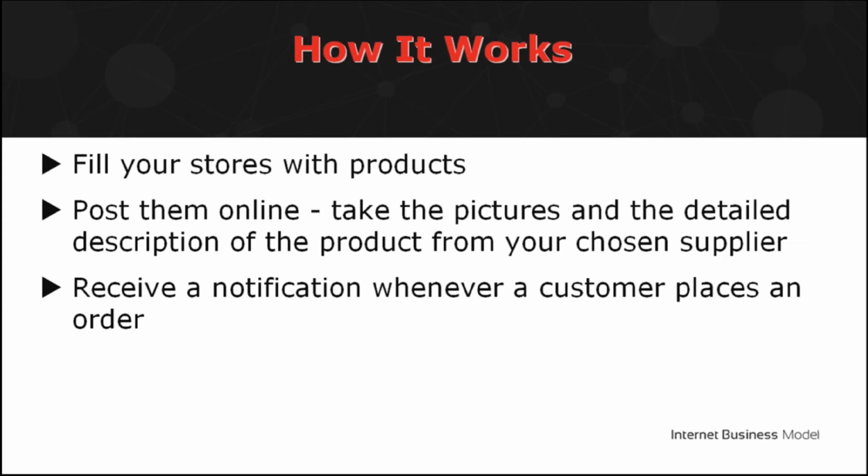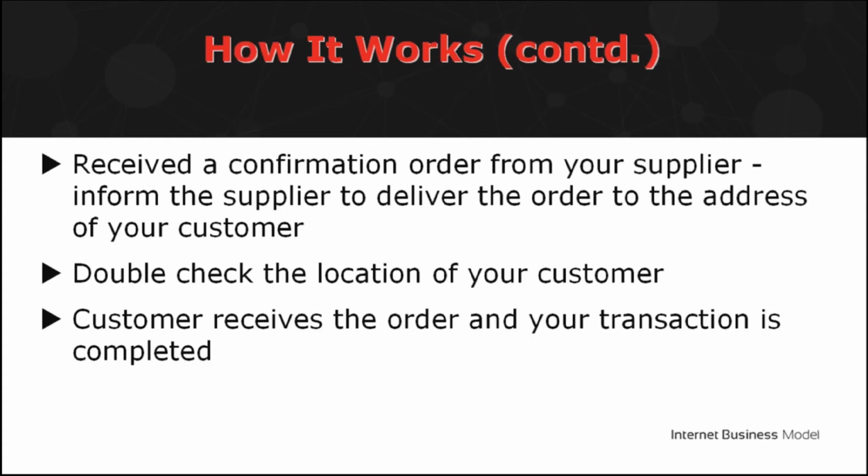Next, a customer or two will be interested in what you're offering. Then they'll place an order and pay for it. You'll receive a notification whenever a customer places an order. When that happens, contact the shipper who stocks up on this product. Place the same order as your customer to your supplier. Once you've received a confirmation order from your supplier, you need to inform the supplier to deliver the order to the address of your customer.